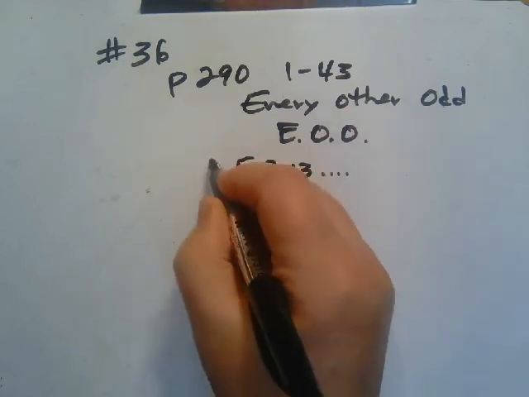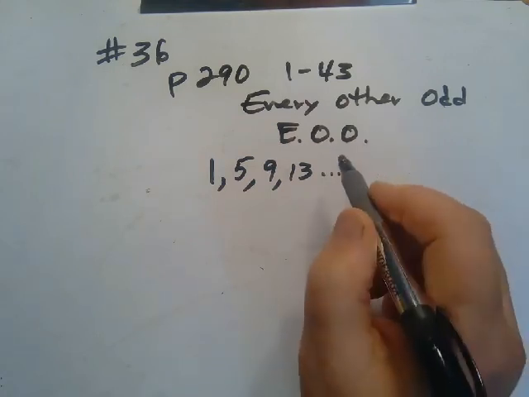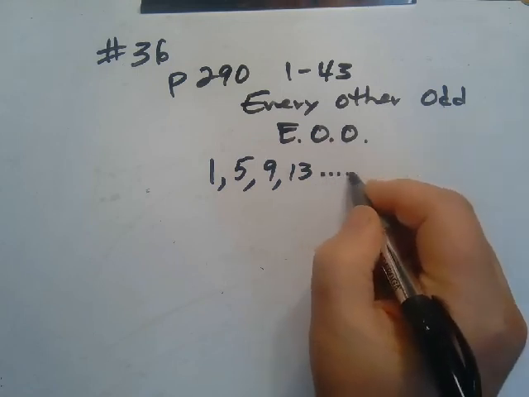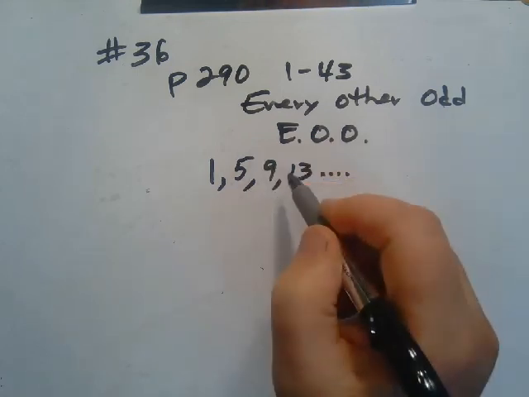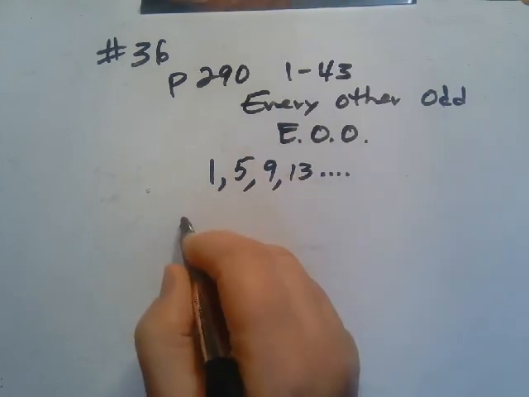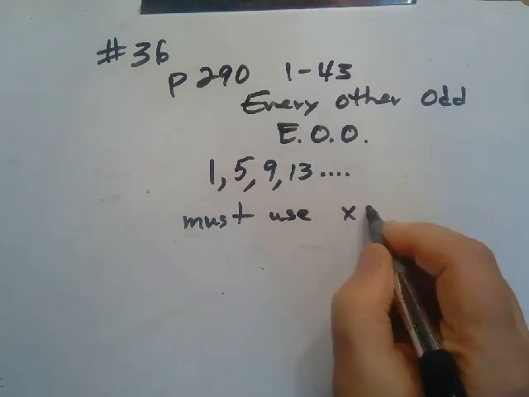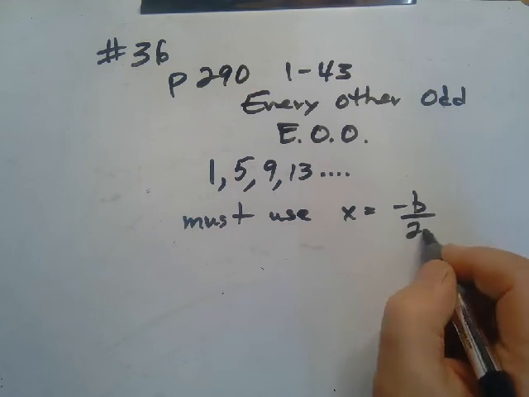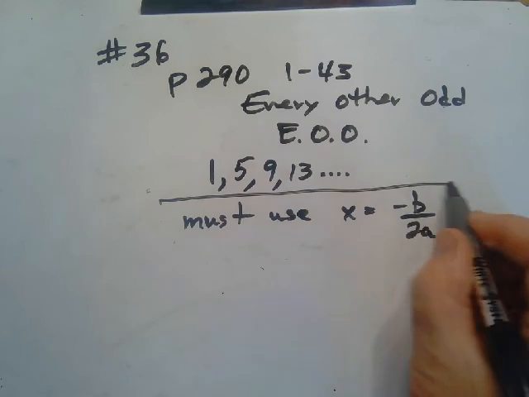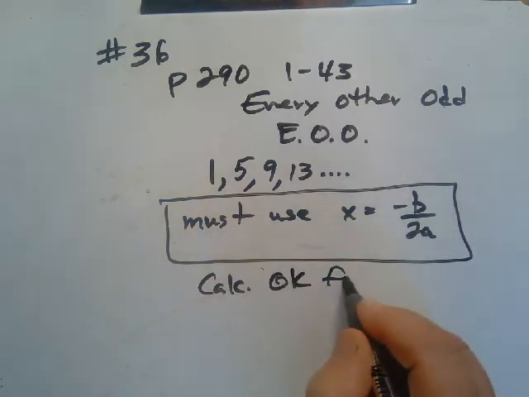You may use your calculator to help you come up with ordered pairs that you can graph. And I want you to graph these on paper. It doesn't have to be graph paper, but you're going to use your calculator to help you find ordered pairs to graph. But you must use the formula x equals -b over 2a to find that vertex and the axis of symmetry. You must use that. The calculator is okay for other ordered pairs.